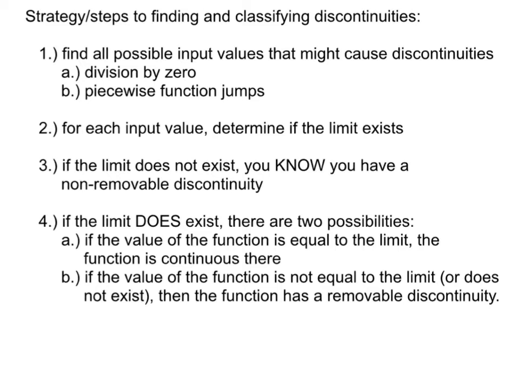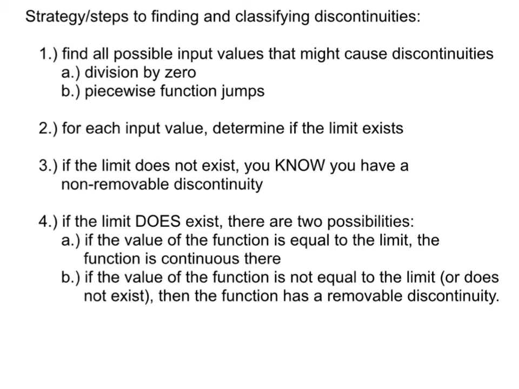So, first thing you do is you make a list of all the places where division by zero happens and all the places where piecewise jumps happen, right? Step two, for each input value, you find out if the limit exists. Okay, so for each of those values, take the limit, right? And then we kind of get into two different categories here.